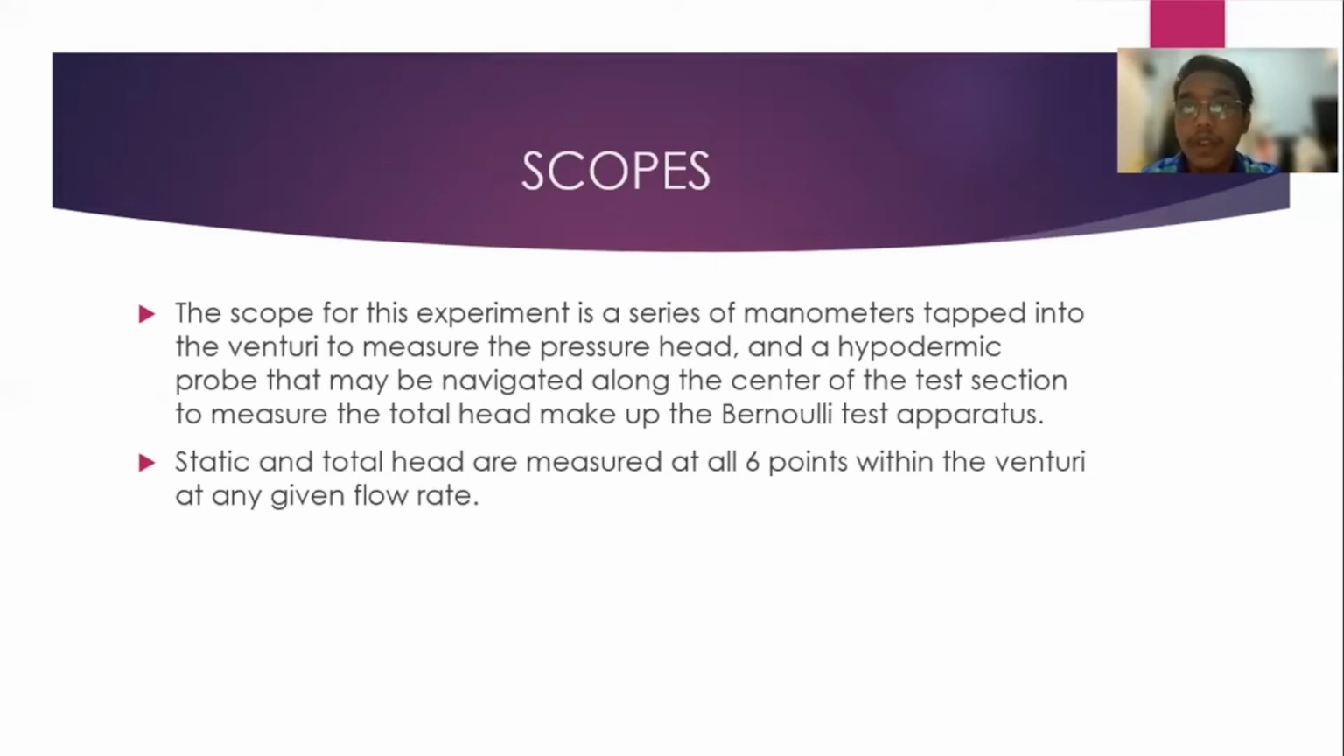The scope of this experiment: a series of manometers stepped into the venturi to measure the pressure head, and a hypodermic probe that can be navigated along the center of the test section to measure the total head, make up the Bernoulli test apparatus. Static and total head are measured at all 6 points within the venturi at any given flow rate. The volumetric tank is then used to determine the flow rate. The fluid velocity at each of the 6 points within the venturi can be determined using both the volumetric tank and the dynamic head.